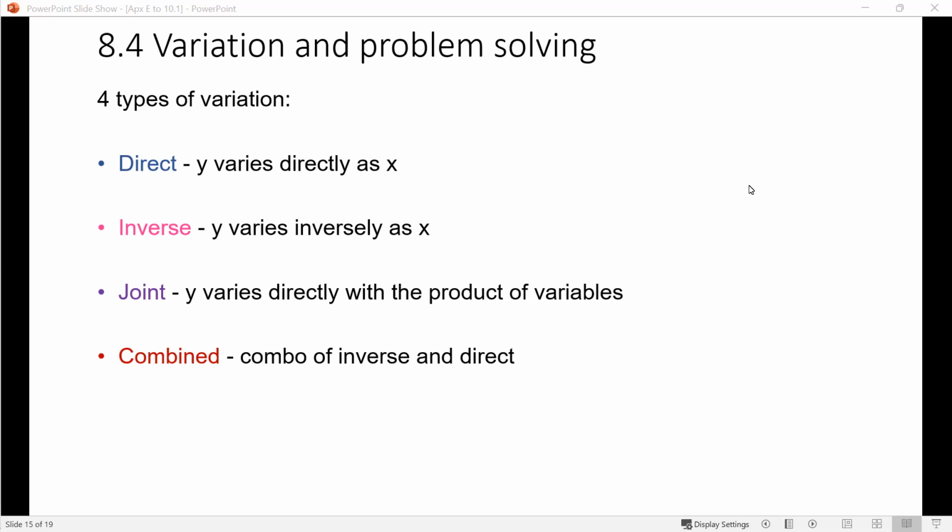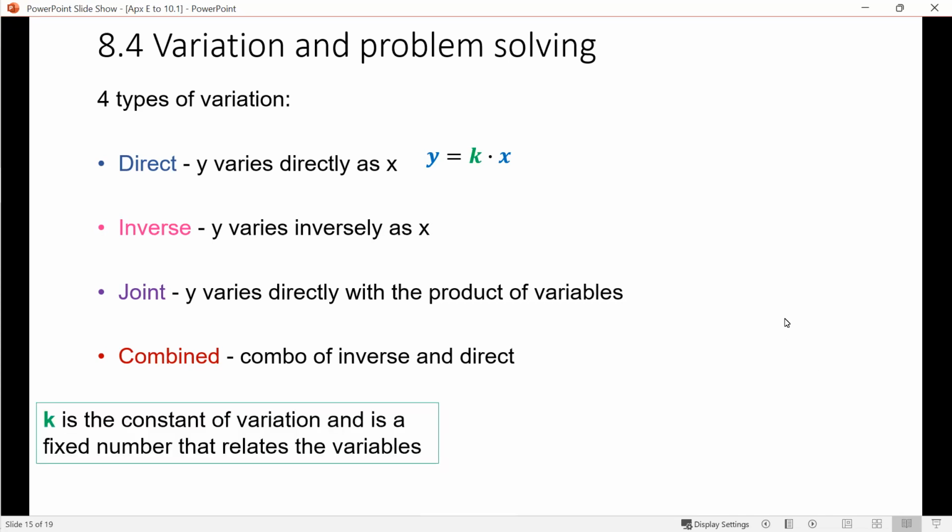The first and most straightforward is direct variation, where we have 2 variables and y is going to vary directly as x. What that means is that when x increases, y will increase. When x decreases, y will decrease. So they move together, essentially. The equation that represents this is going to be y equals k times x, where k is the constant of variation. The constant of variation is going to be a fixed value that relates the 2 variables, okay?